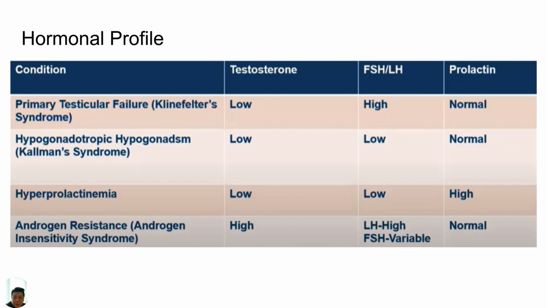We can identify different conditions by the profile of the hormones. Low testosterone with high FSH means there is possibility of primary testicular failure, especially in Klinefelter syndrome. Low testosterone with low FSH means there may be hypogonadotropic hypogonadism, as in Kallmann syndrome. Low testosterone, low FSH with high prolactin means there is hyperprolactinemia that may cause erectile dysfunction.